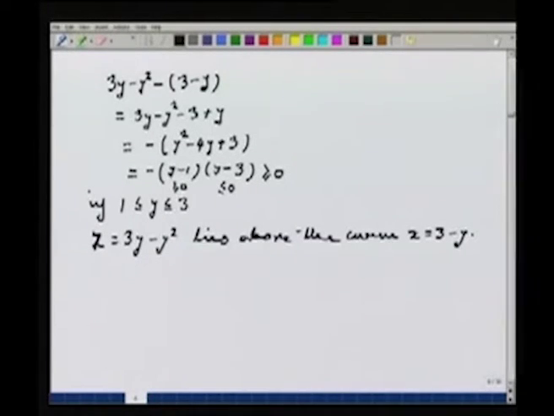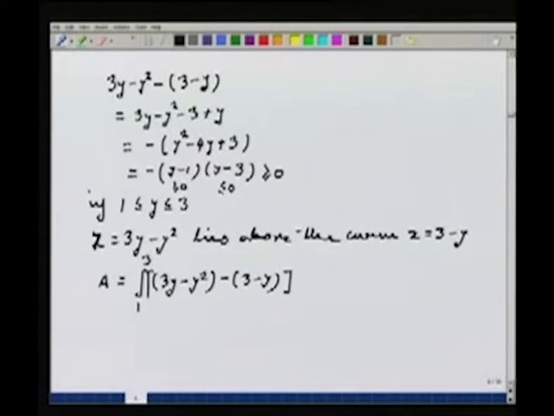Now to calculate the area between these two curves, I look at the variation of y here instead. It is between 1 to 3, the integral of 3y minus y square minus 3 minus y dy. This is the area between these two given curves. Here, instead of y equals f of x, I am rather looking at the curve x equals g of y. That can also be done.